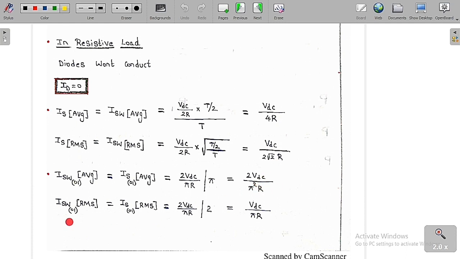Similarly, if you want to find the RMS value of the fundamental component of the switch current or the source current, it is peak value by 2. Peak value by 2 is 2 VDC by pi R by 2, so you get VDC by pi R. All these things we have calculated from the graphs itself.